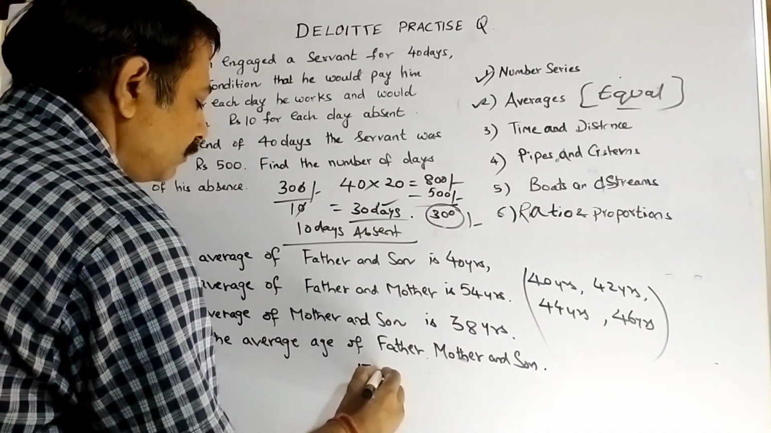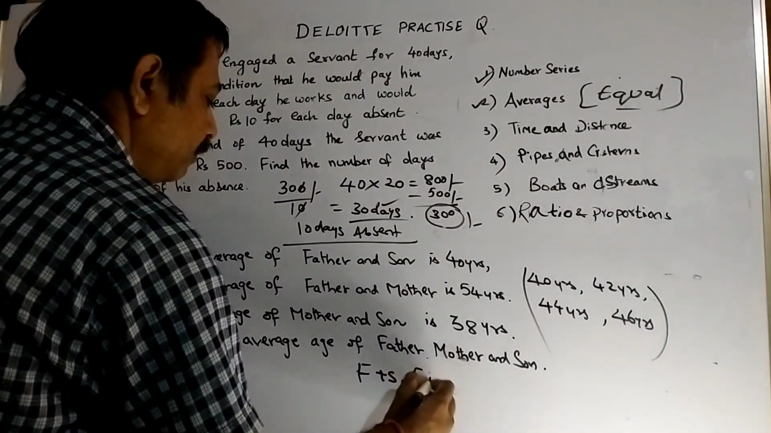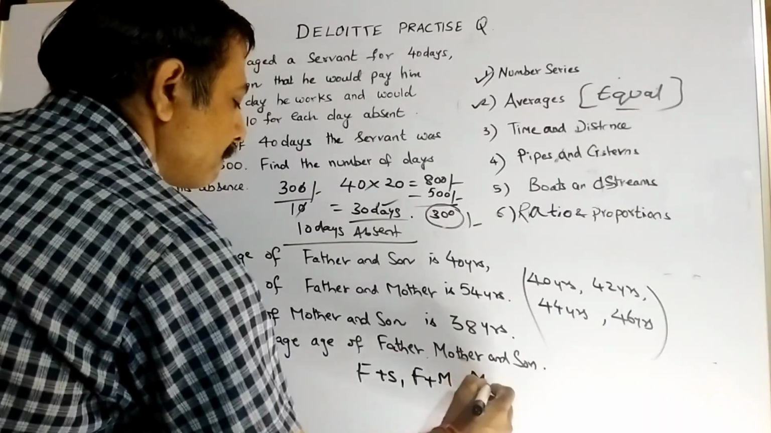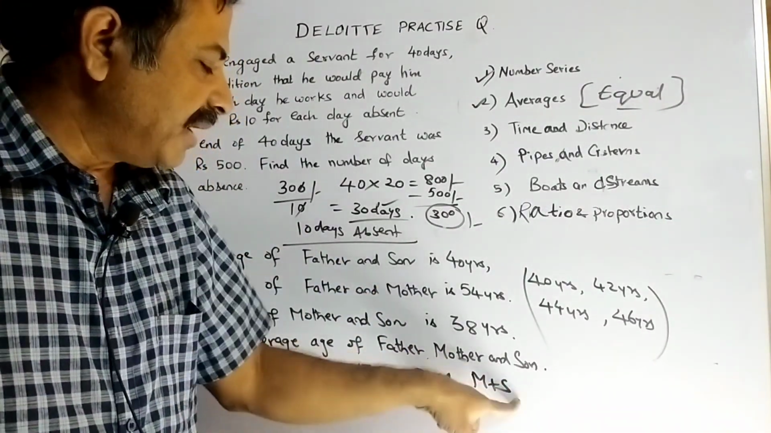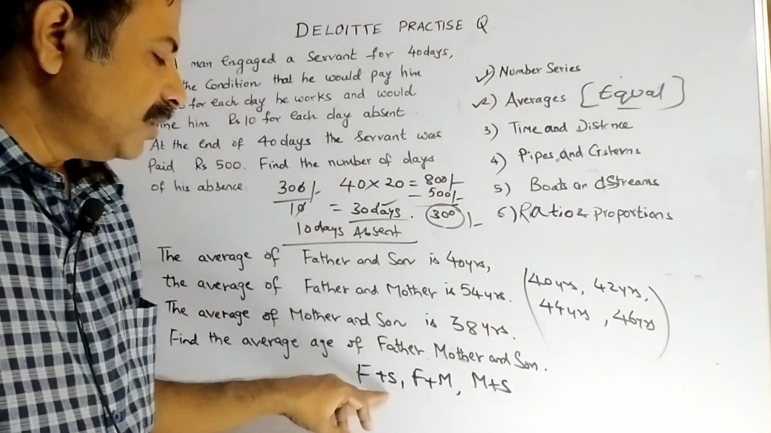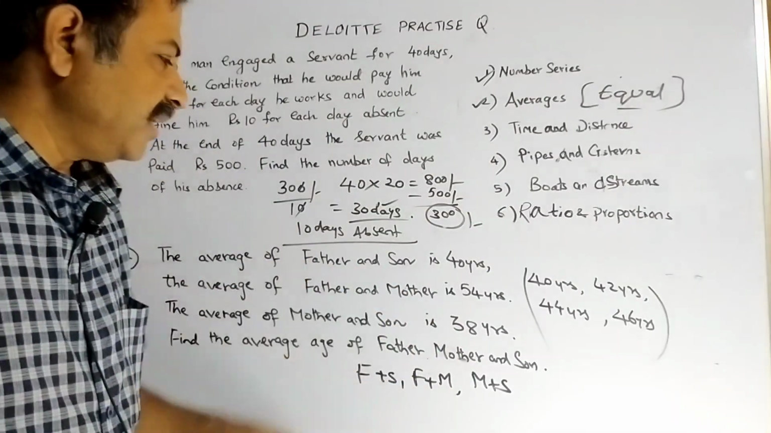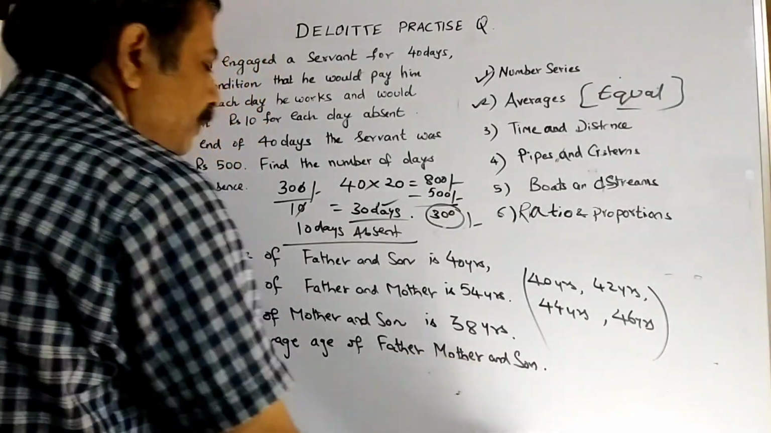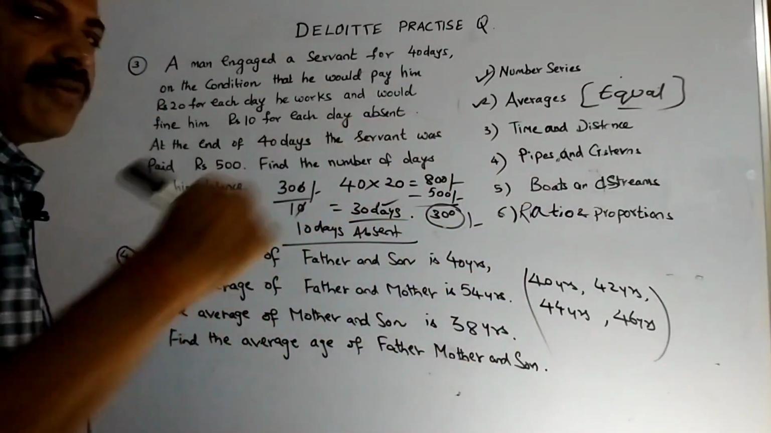Father plus son. Father plus mother. Mother plus son. What I observed is father is 2 times in this, son is 2 times, mother is 2 times. Father is twice, mother is twice, son is twice in the question. The average age of father and son is 40. The average age of father and mother is 54. The average of mother and son is 38. What is the average of father, mother and son?